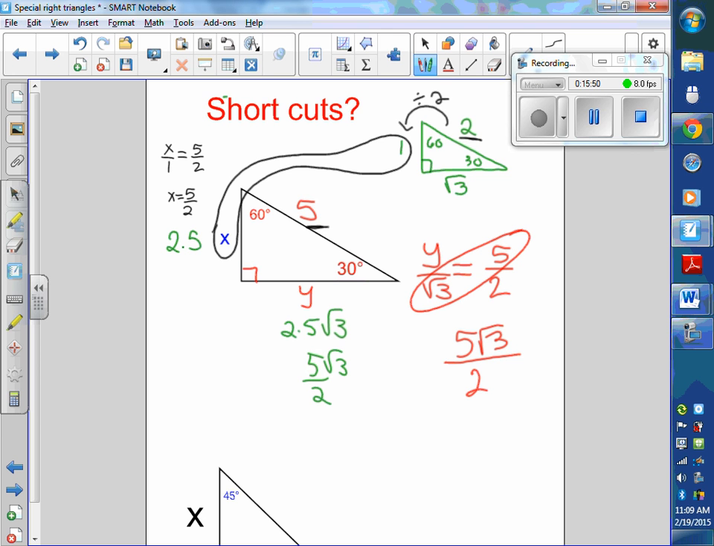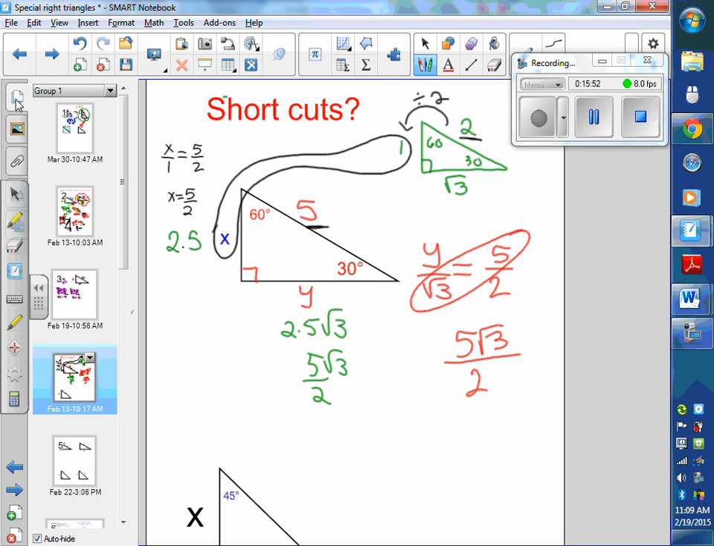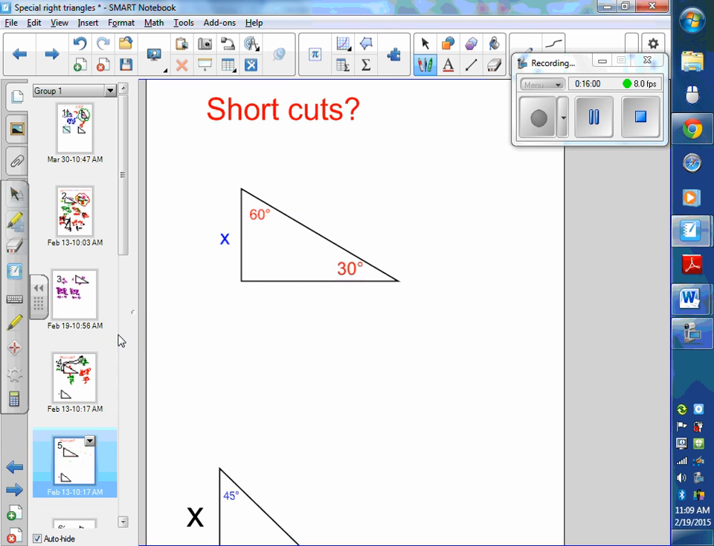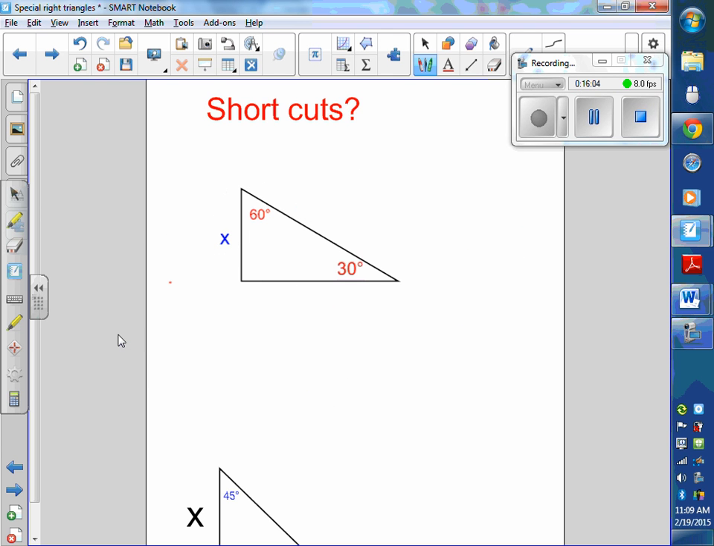Okay, I want to clone the page and clear it, and then talk about what he's doing in his head. So what's your shortcut? What are the patterns? X is either half the hypotenuse or the hypotenuse is double. So if this is X, this is 2X, and the last leg is X root 3. As soon as you find X, you find everything.